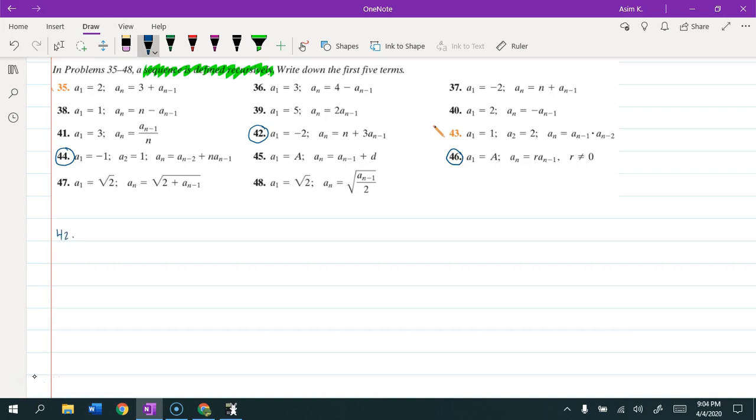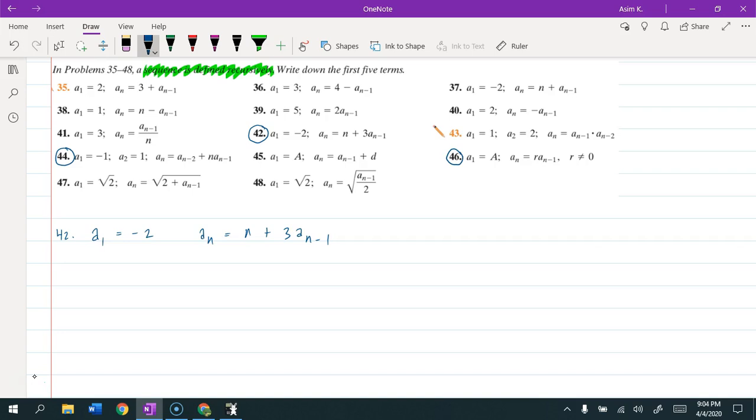Number 42 says that the first term of a sequence is -2. Right? So now we're telling you what the first term of the sequence is, what it starts with. And the next thing they tell you is the nth term formula, n plus 3 a sub n minus 1. Now initially this looks kind of confusing and you're like, wait, how is this easier? But you'll find that this is a whole lot easier than that last objective.